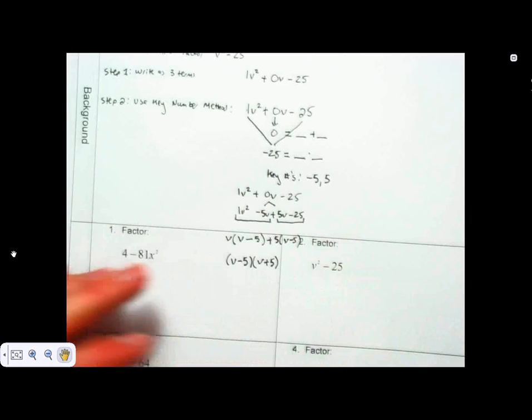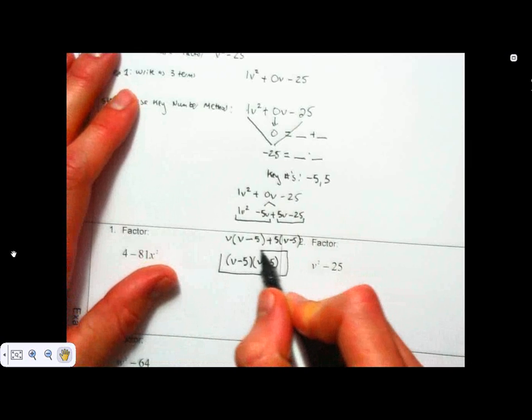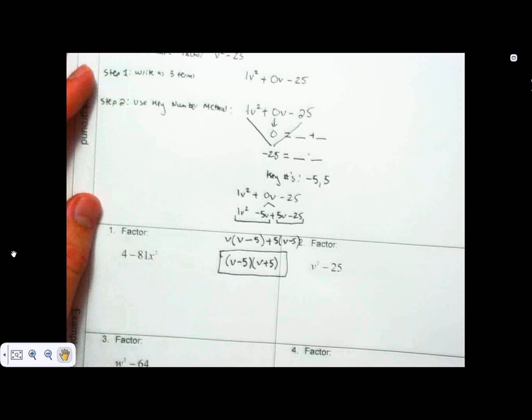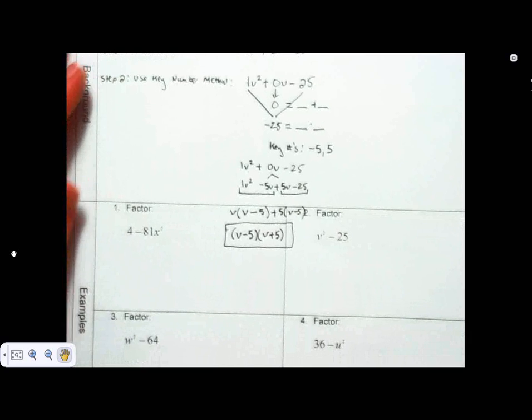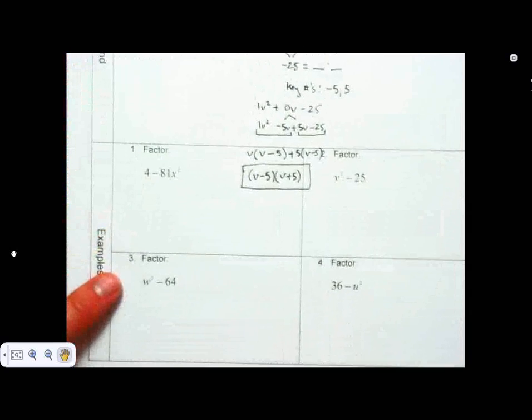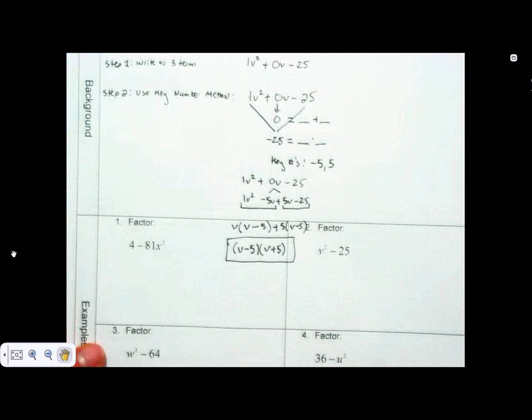So again, if you're looking at this like, well, what did you just do? I've never seen this before. Go back and watch the videos on factoring trinomials before you actually go any further. Okay. I want you to try number 3. Pause the video and then restart it after you've given it a try.